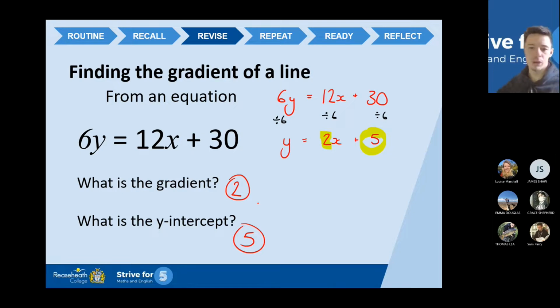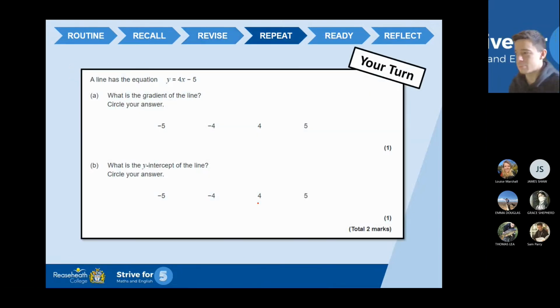Okay, I'm going to go through these questions. So I want you to bring your attention back to the PowerPoint and we'll review them together. So what is the gradient of the line? So the gradient is the number before the x. So that's a 4. It's a positive number, so it's going to be 4. What is the y-intercept? Well, the y-intercept's still at the end, so it's going to be -5.